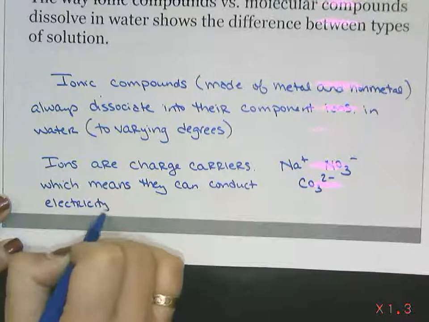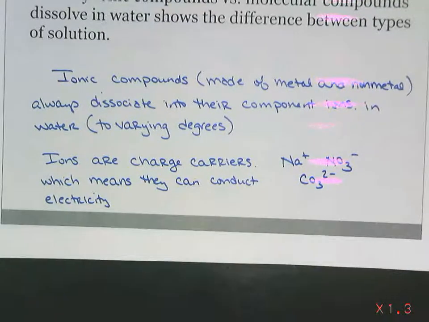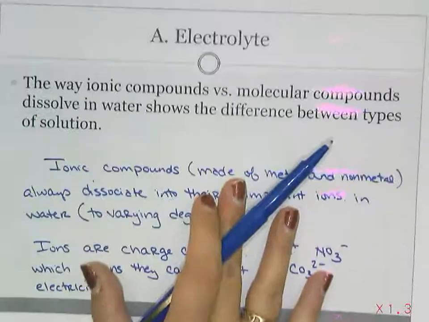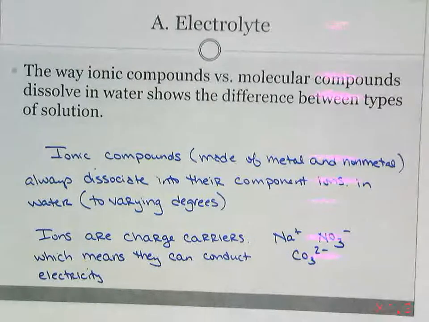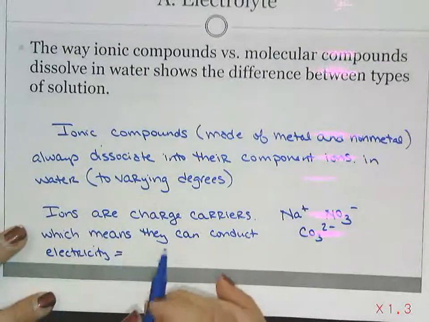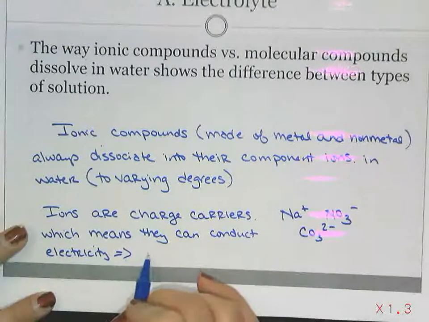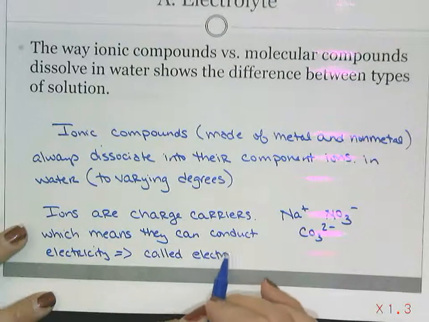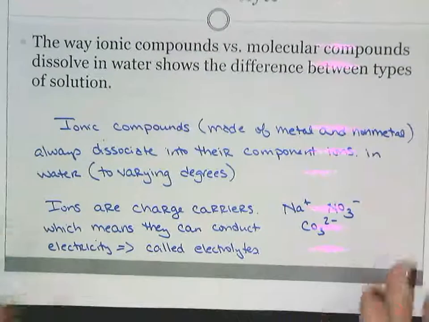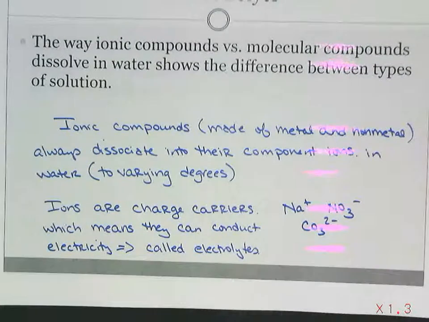All right, so they can conduct electricity, which we call, in general, an electrolyte. So solutions that have ions in them that can conduct electricity are called electrolytes. Which is a very fancy term when you're drinking your sports drink. Right, you've got your electrolyte balance. It just means it's salt water of some sort, right?